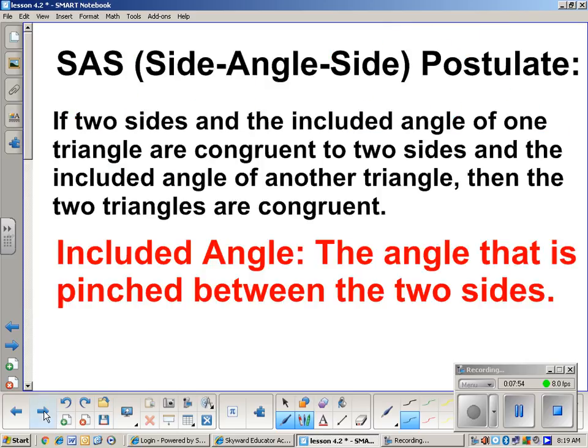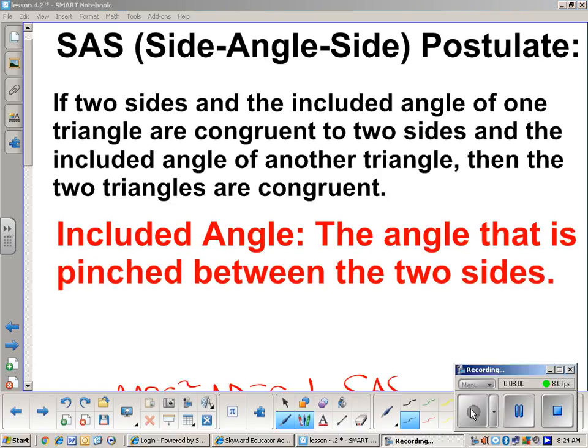Okay? Side angle side then. Take a minute and copy this down. This postulate says two sides and the included angle of one triangle are congruent to two sides and the included angle of another triangle, and the two triangles are congruent.